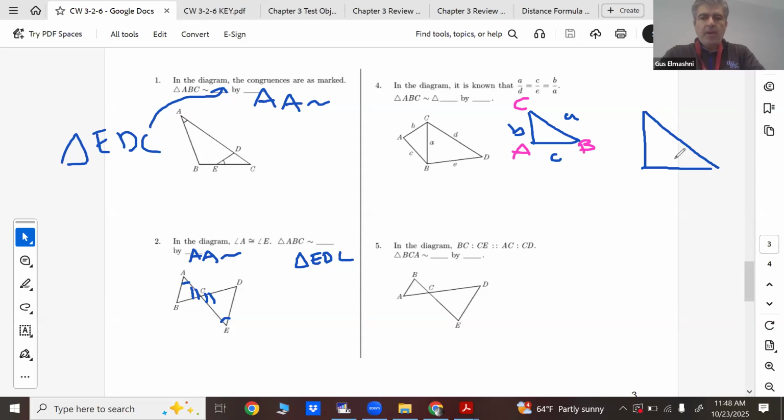Yeah, so you know A goes with D, because you know how to position the second triangle. B goes with A, and C goes with E. That's how you know how to position it. So that's going to be B.